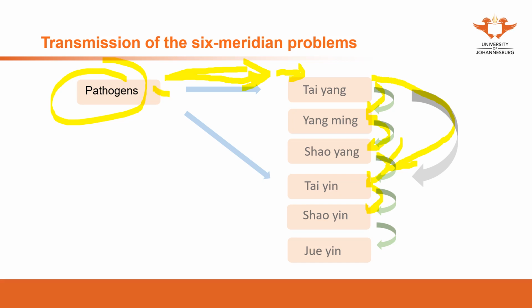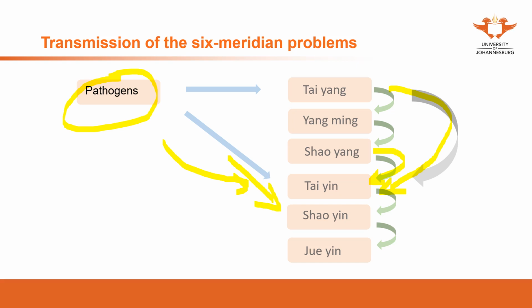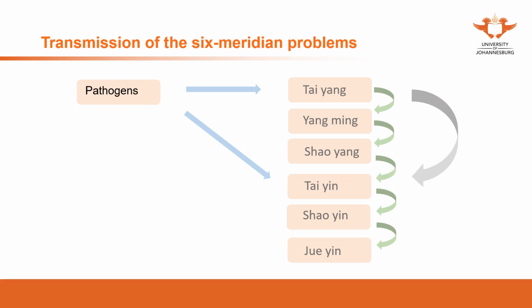The pathogens also can attack the yin directly. So if a question asks you what are the possible causes of a Taiyin syndrome, now you can think about the pathogens, the exogenous pathogens, the direct attack. You also can think about the Shaoyang developing, or the Taiyang developing to Taiyin. So these are the possible causes. Similarly, the Shaoyin also can be similar. So those are the possible causes of the diseases.